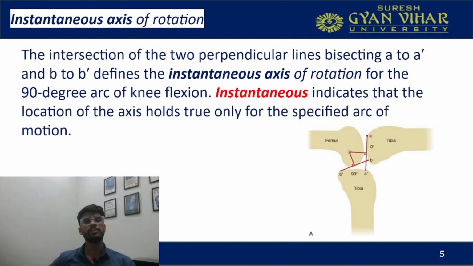Let's understand what is instantaneous axis of rotation. As you can see in this diagram also. So first of all, this is a femur bone, and this is a tibia. This is the motion of knee extension. Then the tibia got flexed till 90 degrees. We are going to find out the instantaneous axis of rotation for the 90 degree of knee flexion.